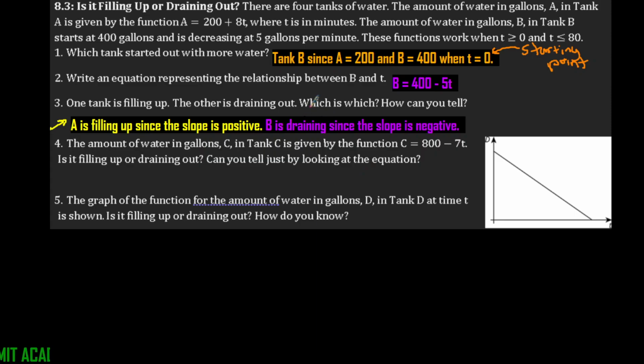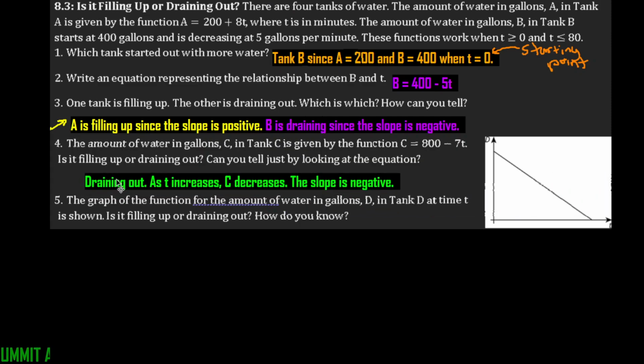All right, on number 4, it says the amount of water in gallons, C, in tank C is given by the function 800 minus 7t. Is it filling up or draining out? How can you tell just by looking at the equation? Same kind of idea as B. It's draining out, meaning as t increases, C decreases. The slope is negative because the negative 7 attached to the t is negative, so it's going down and to the right.